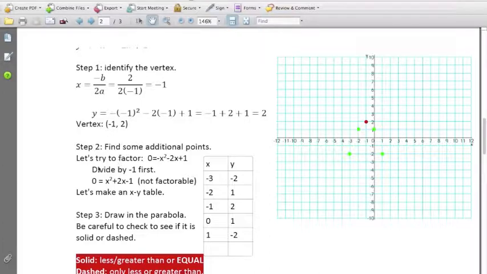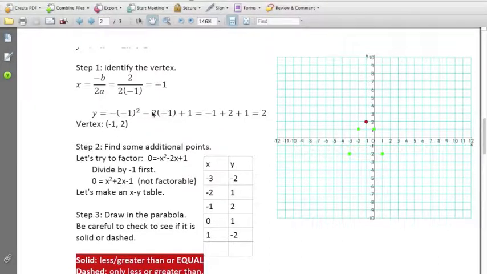Let's try to factor this one. Here's my equation. I don't like having negative 1, so I divided every term by negative 1, and that gets rid of the negative signs. But here again, I'm stopped because this is not factorable. So don't waste any other time trying to do it a different way. Go ahead and use your table of values.